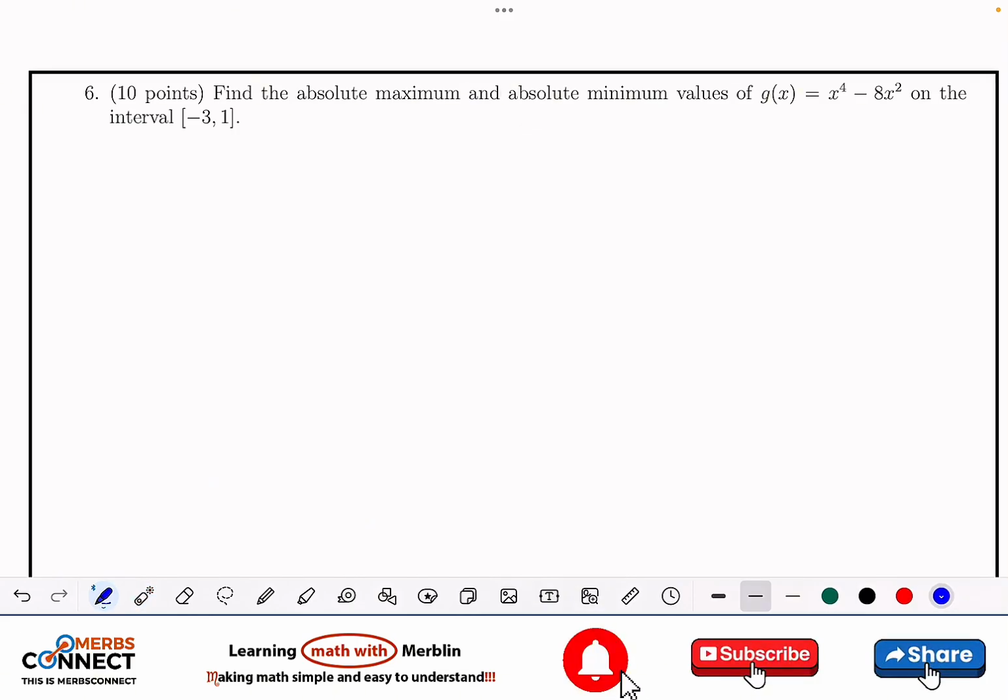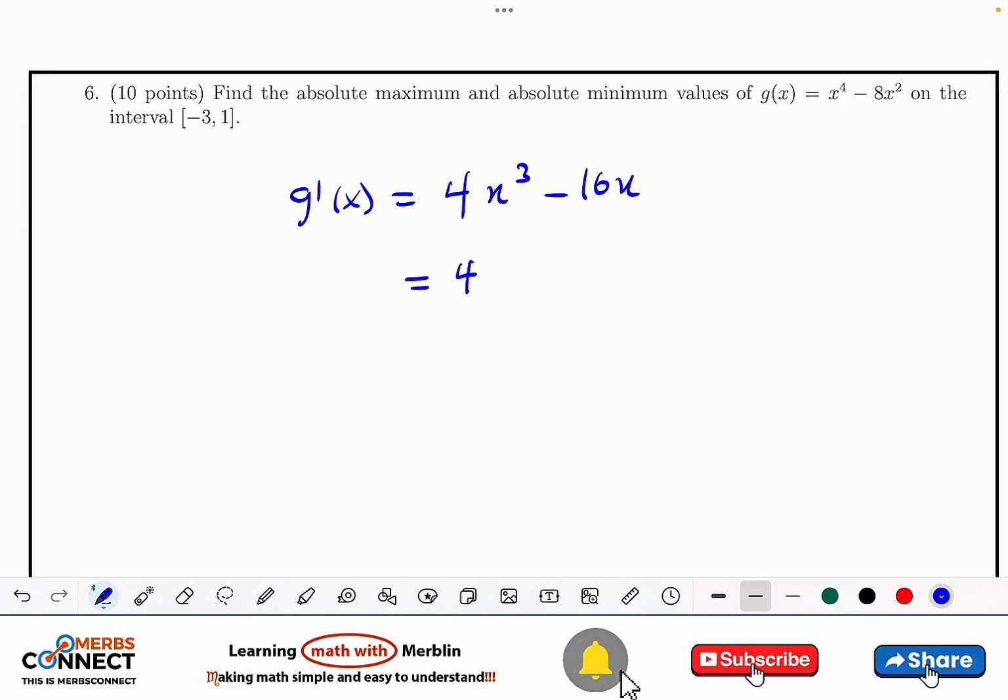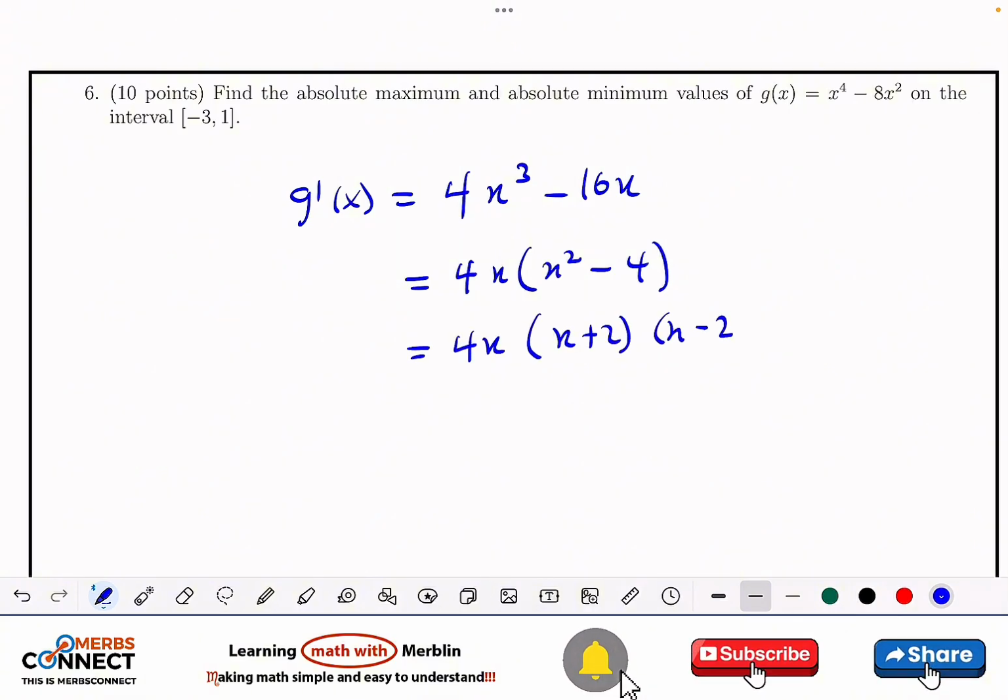With this one we go through the same process: we need to find the critical values by finding the derivative. So what will be g prime of x? We have our g to be equal to this. So this is going to give us 4x to the power 3 minus 16x. So let's find the critical values. We can simplify this. I can factor 4x out, and this one will be x squared minus 4, right? This also can be written as 4x, difference of two squares, x plus 2, x minus 2.